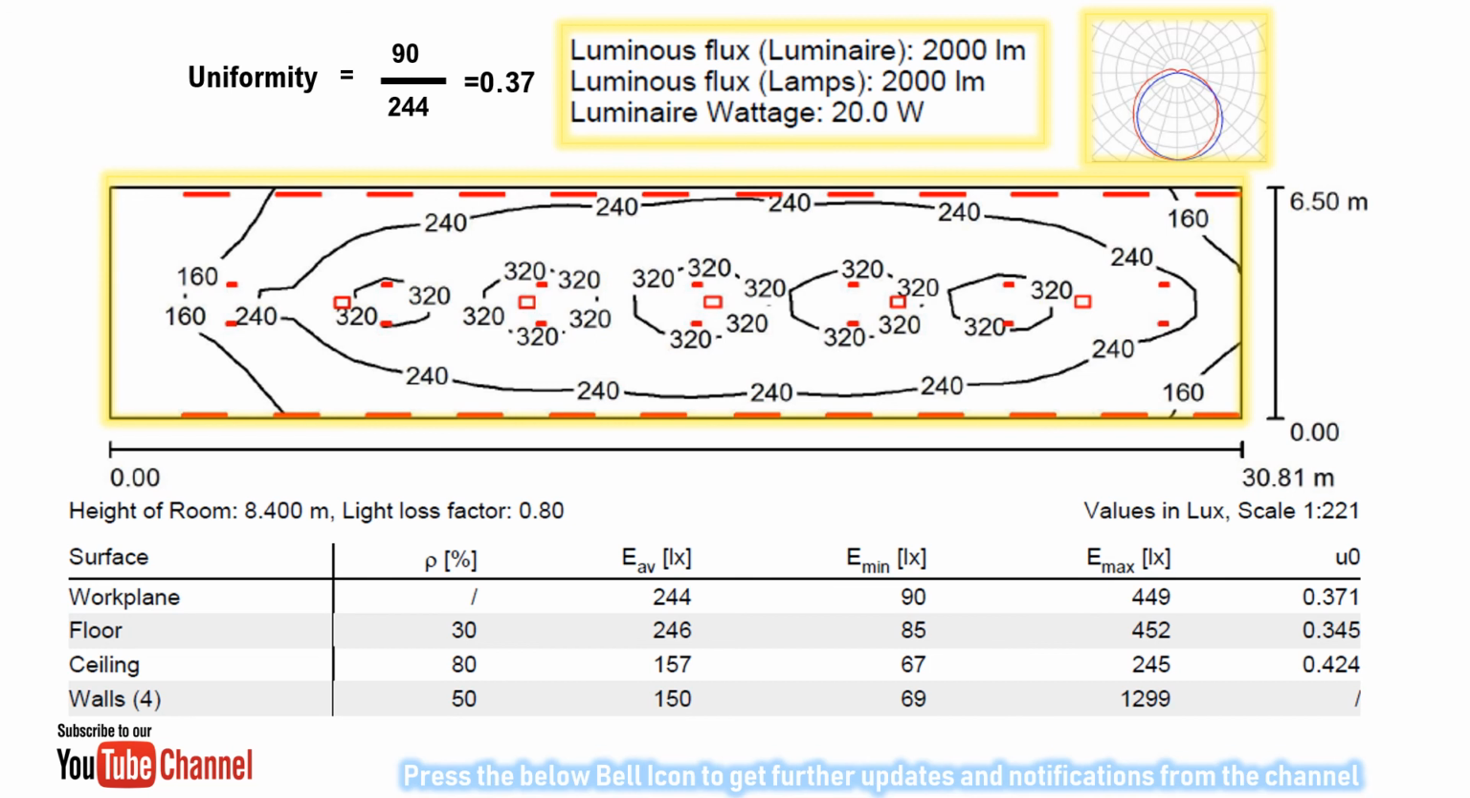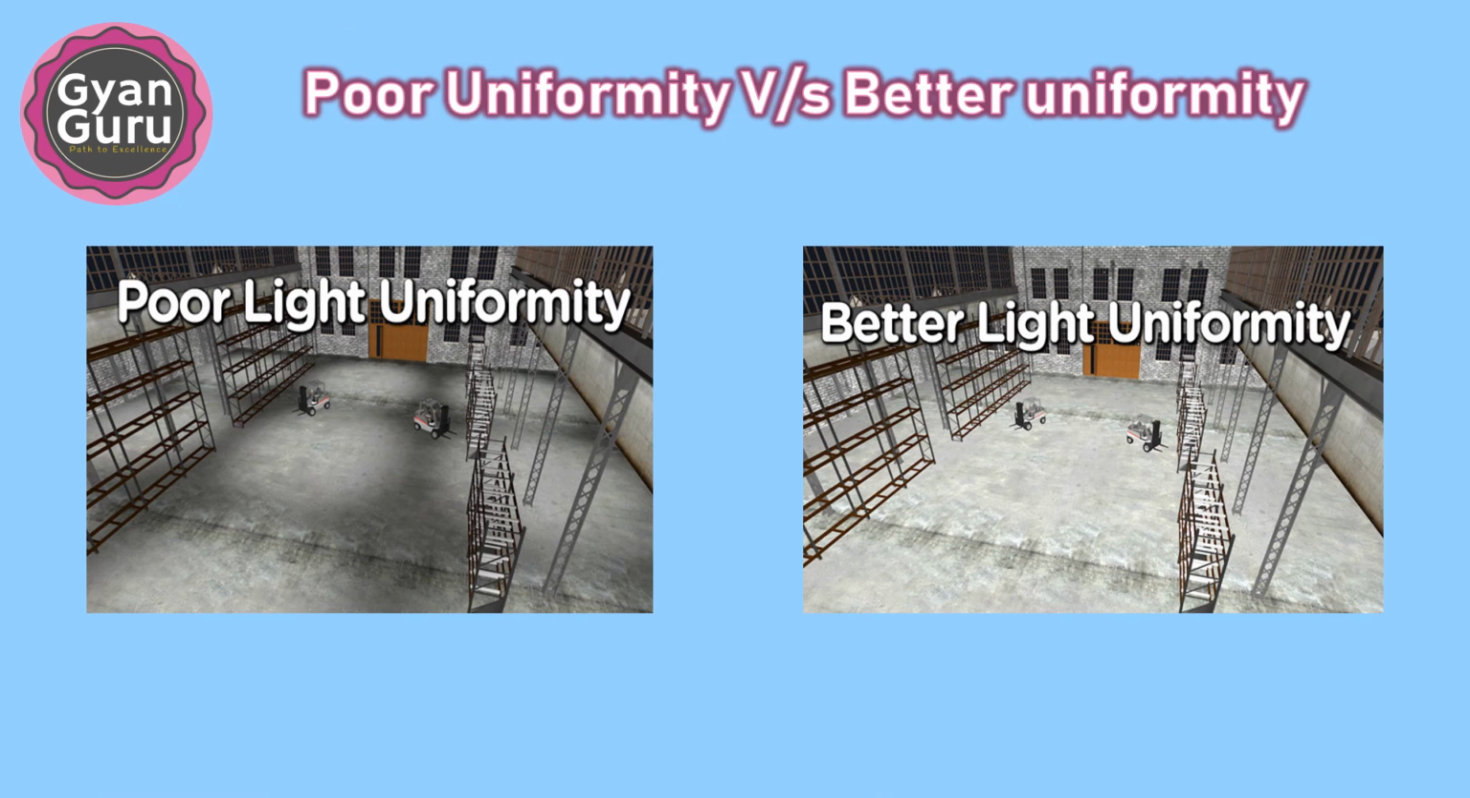Now in the figure, one can see the average lux at the work plane is 244, whereas the minimum is 90. The lux level in the room varies from minimum to average, that is 90 lux to 244 lux. Hence, uniformity would be 0.37 at work plane level. This represents that in the room the lux distribution is only 37%. But for a good lighting design it should be more than or equal to 70%.